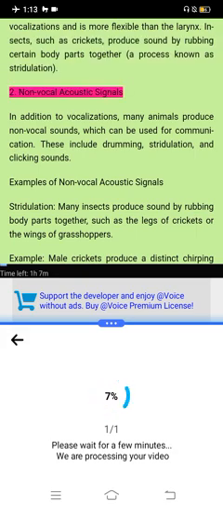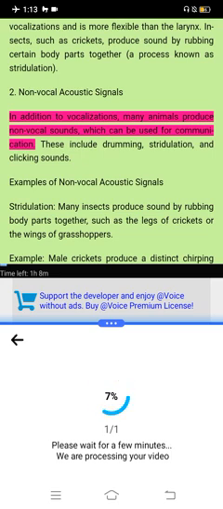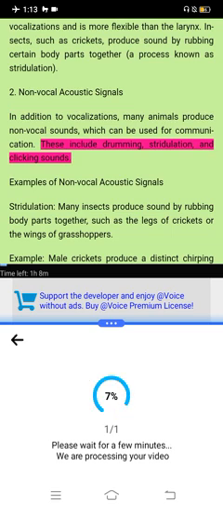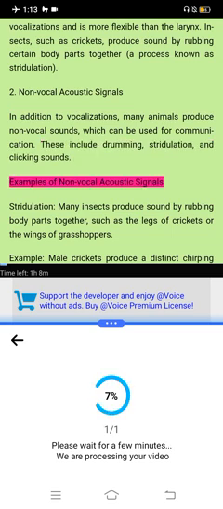2. Non-vocal acoustic signals. In addition to vocalizations, many animals produce non-vocal sounds, which can be used for communication. These include drumming, stridulation, and clicking sounds. Examples of non-vocal acoustic signals.